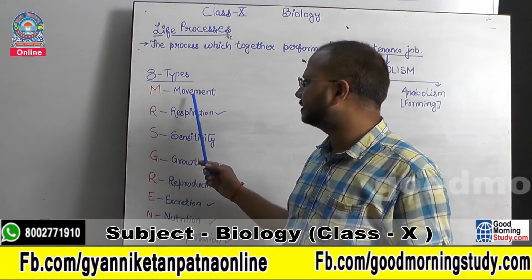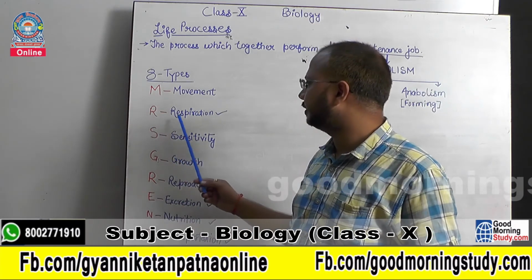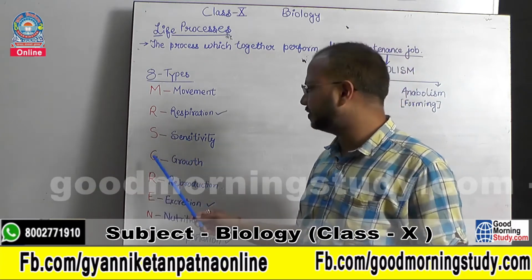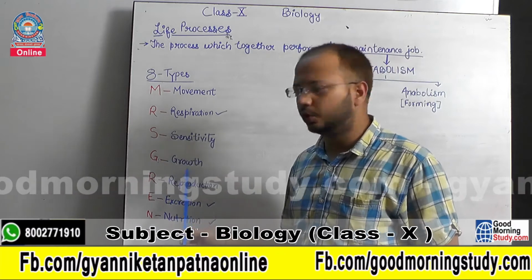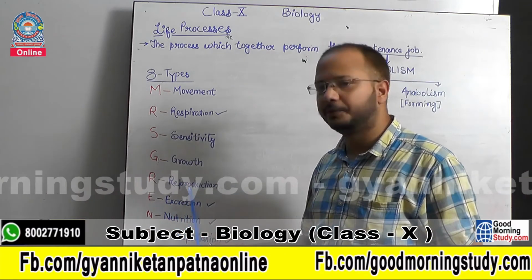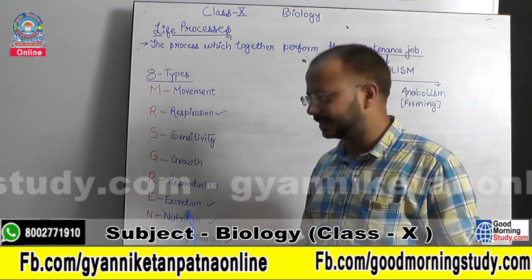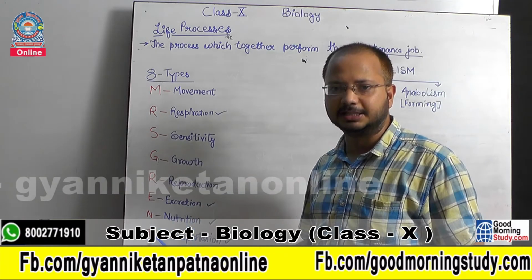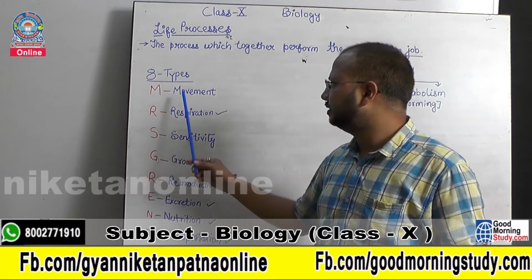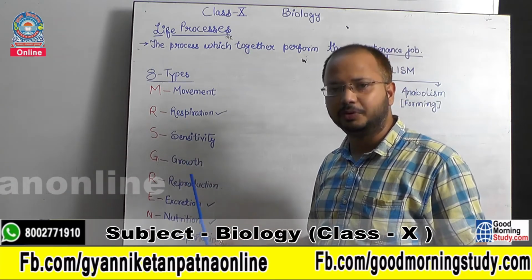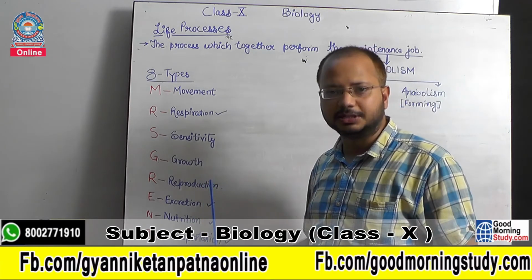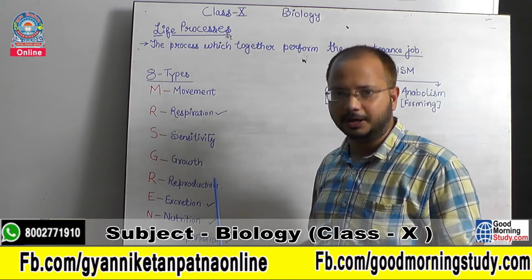From M, it stands for movement. From R, respiration. From S, sensitivity. From G, growth. From R, reproduction. From E, excretion. From N, nutrition. And from T, transportation. So these all are the 8 life processes which occur, and which are a continuous process in the organism's body.